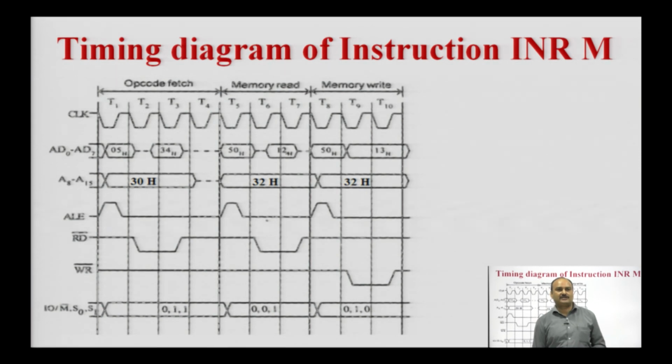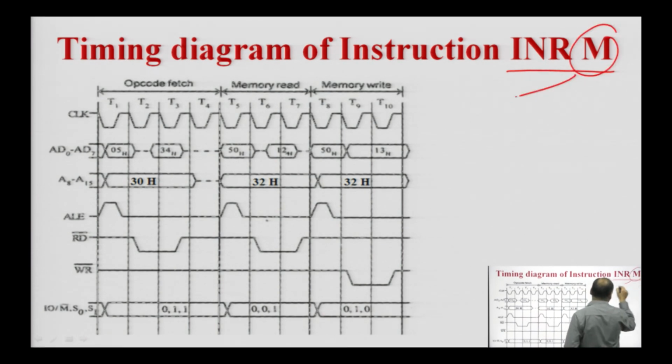Next instruction is INR M. Whenever the microprocessor executes this instruction, it will increment the content of a memory location by 1. So, this instruction is used to increment the content of a memory location by 1. Here M indicates that it is used for memory.